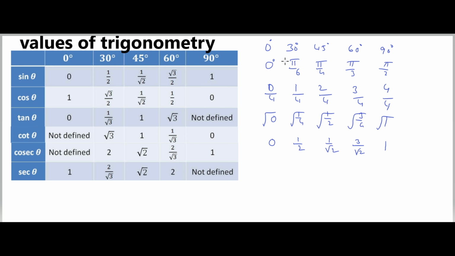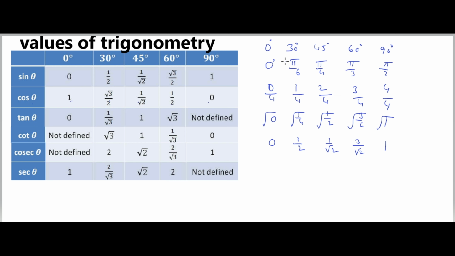And take the reverse of these values, that is cos theta. 1 is written at the start: 1, root 3 by 2, 1 by root 2, 1 by 2, 0. These values are for cos theta, that is cos 0 degrees is 1, cos 30 degrees is root 3 by 2, cos 45 degrees is 1 by root 2, cos 60 degrees is 1 by 2, and cos 90 degrees is 0.